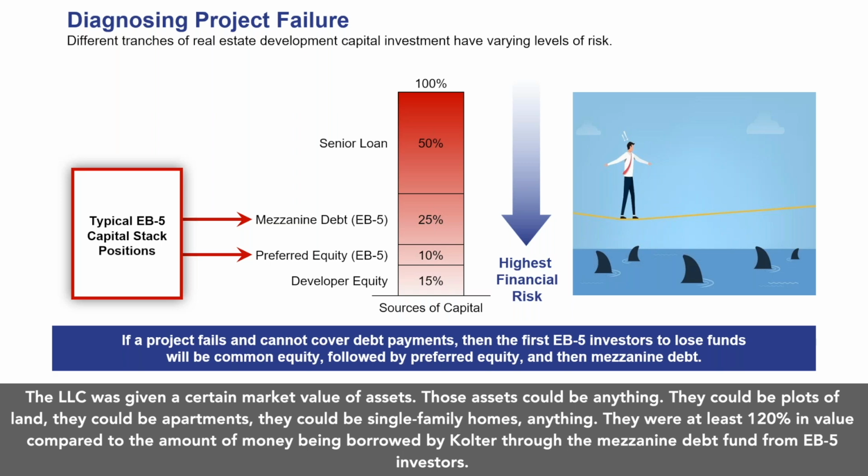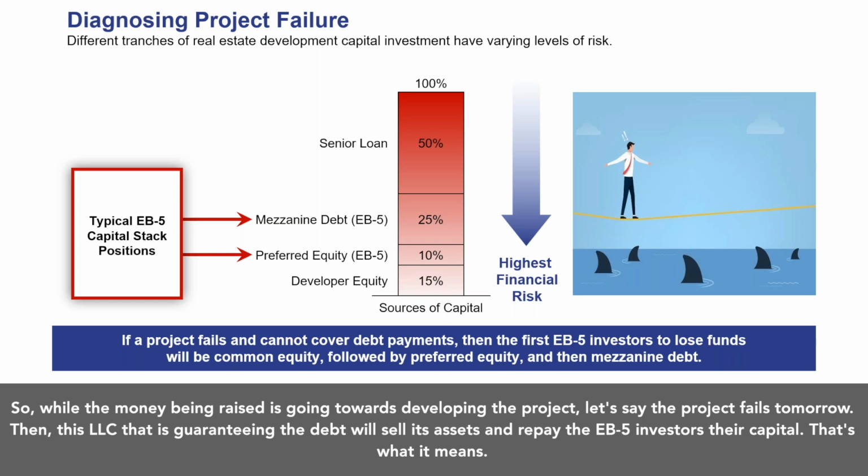Okay, which were at least 120% in value compared to the amount of money being borrowed by Coulter through the mezzanine debt fund from EB5 investors. So while the money being raised is going towards developing the project, if let's say the project fails tomorrow, then this LLC that is guaranteeing the debt will sell its assets, okay, and repay the EB5 investors of their capital. Okay, that's what it means.